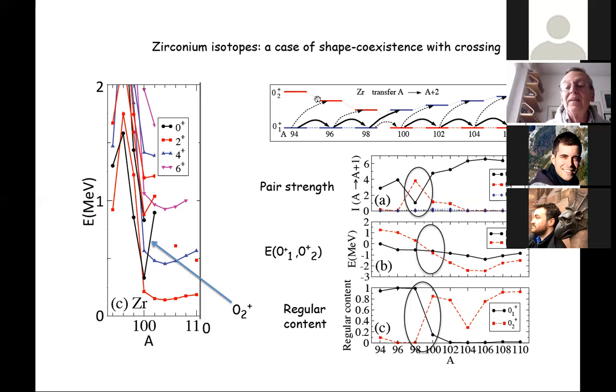So in this figure up here, you can see, if I call the blue one the spherical and the red one the intruder, that between 98 and 100 there is an exchange of the spherical with the deformed. The consequence is that from 98, I will have a strong population of the excited state and a small population of the other state.